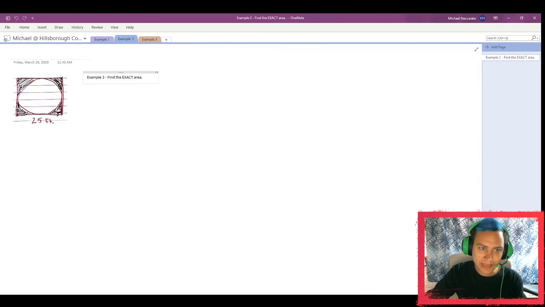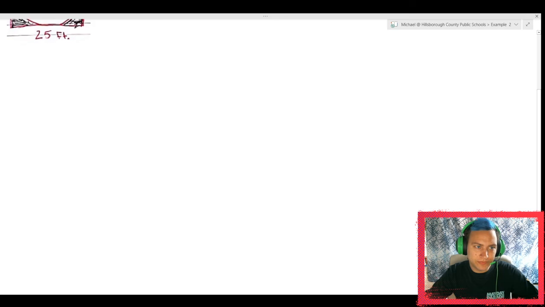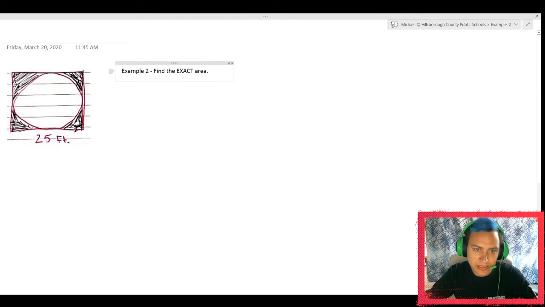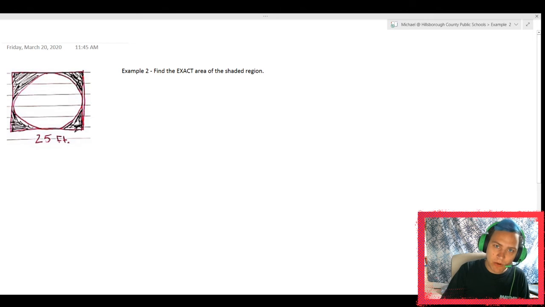All right, let's look at the second example today. And the second example is a little bit different. And it says find the exact area of the shaded region. I didn't type the whole notes. So we want to find the area of the shaded region there. So again, thinking about what shapes we have.